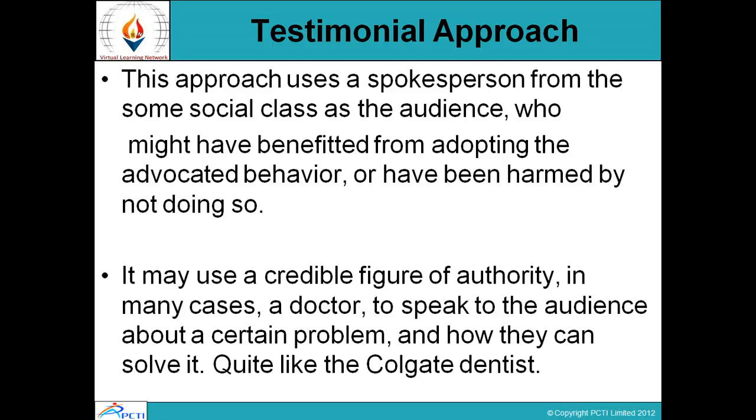Next is the testimonial approach. It is a wonderful approach and is widely accepted by the people in the organization. It's a new approach also, a new way of thinking rather, in which a spokesperson from some social classes acts as the audience who might have benefited from adopting the advocated behavior or have been harmed by not doing so.